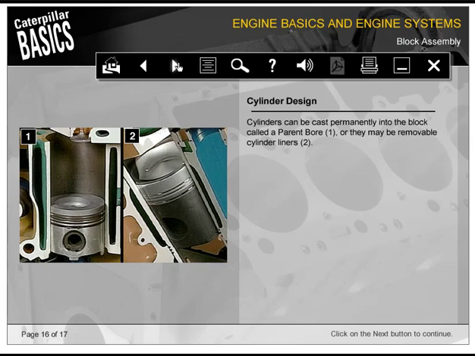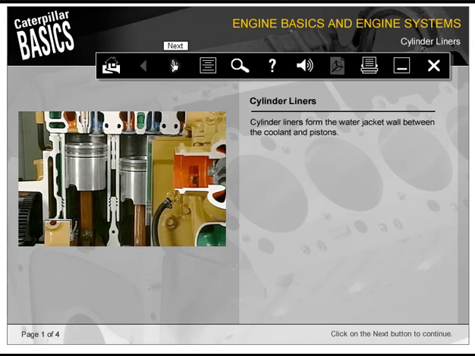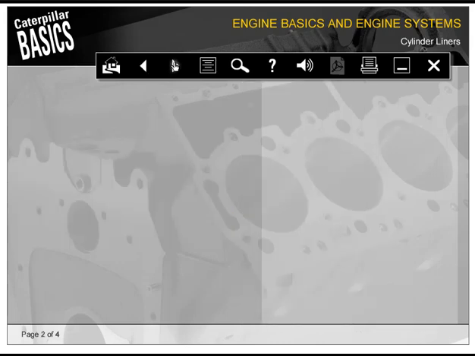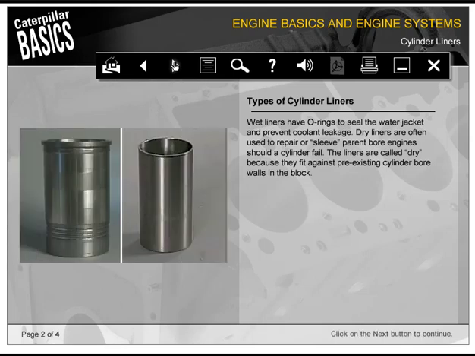Cylinders can either be cast permanently into the block, called a parent bore, shown in example 1, or they may be removable cylinder liners. Cylinder liners form the water jacket wall between the coolant and pistons. Wet liners have O-rings to seal the water jacket and prevent coolant leakage. Dry liners are often used to repair or sleeve parent bore engines should a cylinder fail. The liners are called dry because they fit against pre-existing cylinder bore walls in the block.